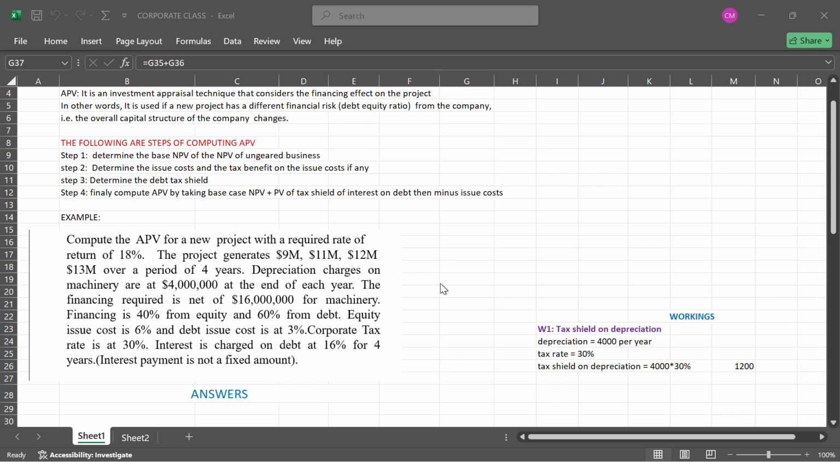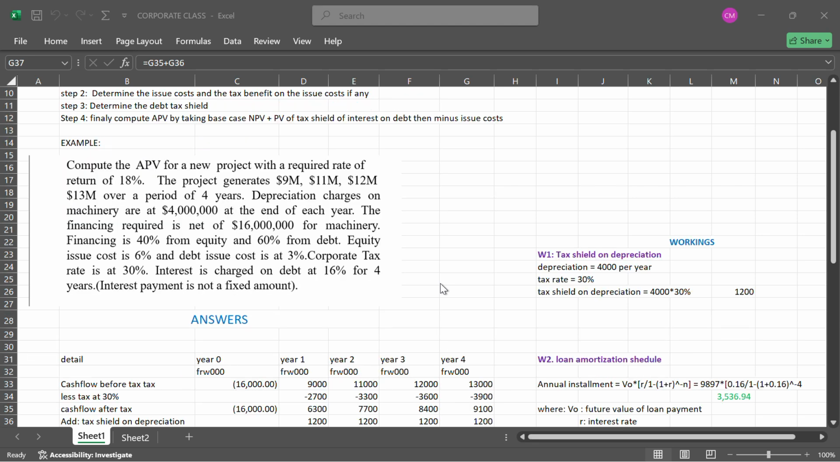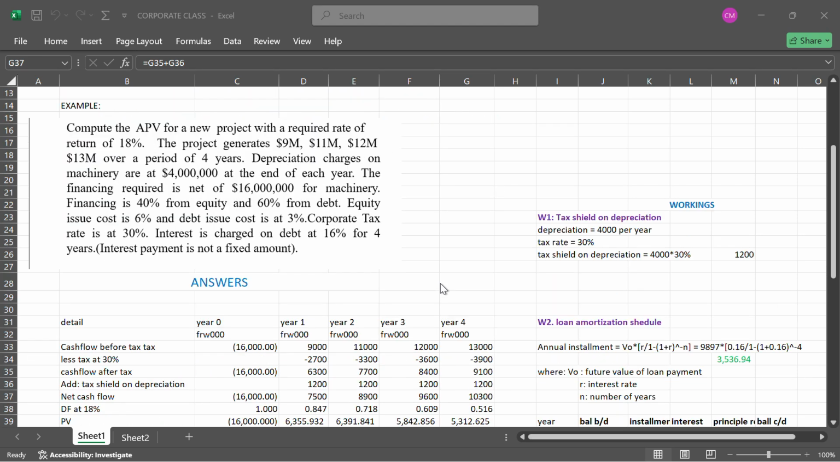Here you have been given a hint that interest payment is not a fixed amount. Put a key point on this. If interest payment is not a fixed amount, you understand directly that you are going to compute a loan amortization schedule so that you can get the amount of interest paid each year. So, has everyone understood the requirement of this? They are requiring us to compute the adjusted present value for this new project.